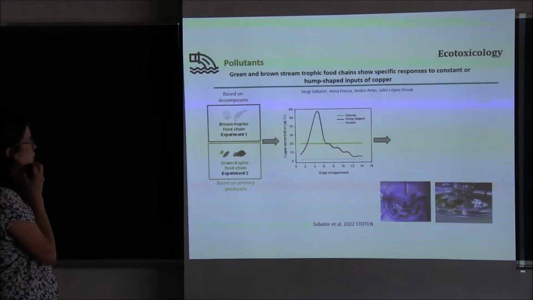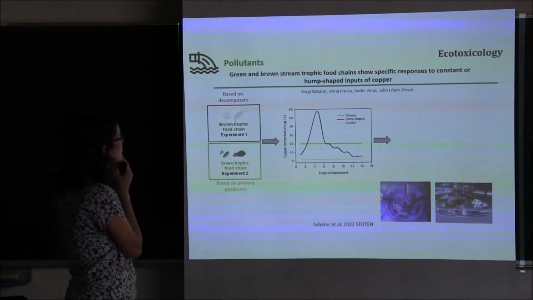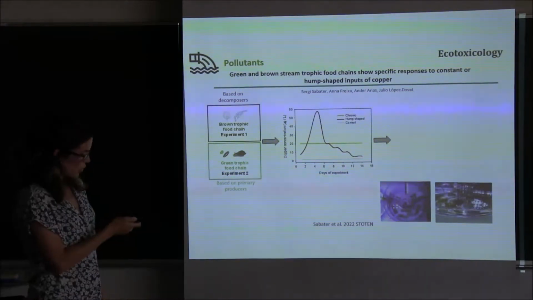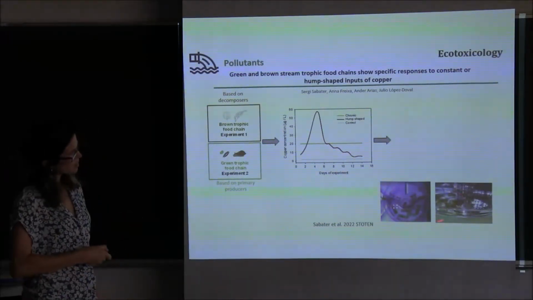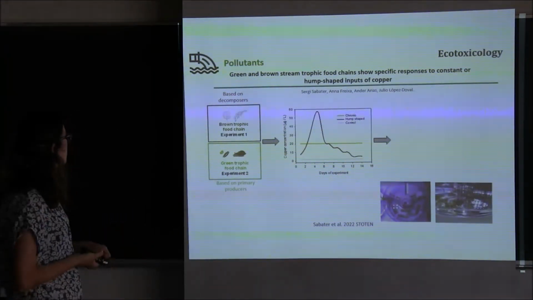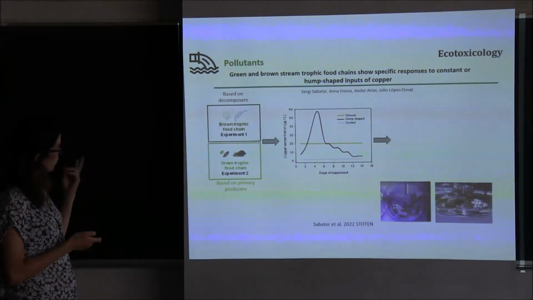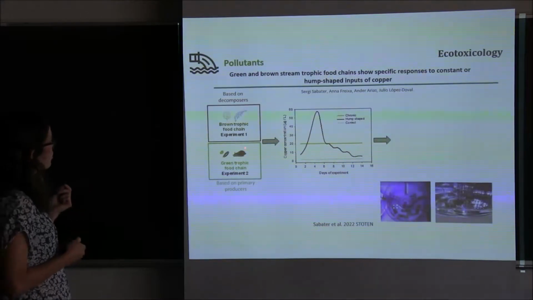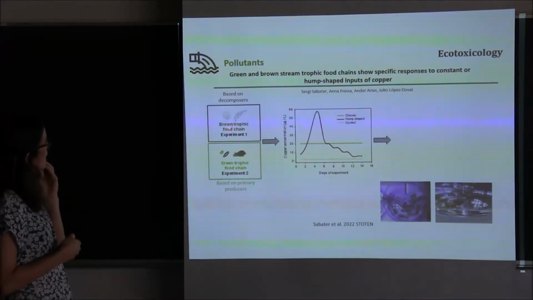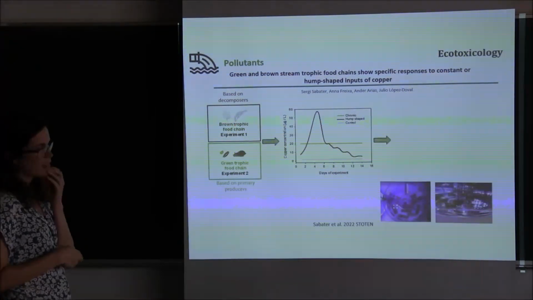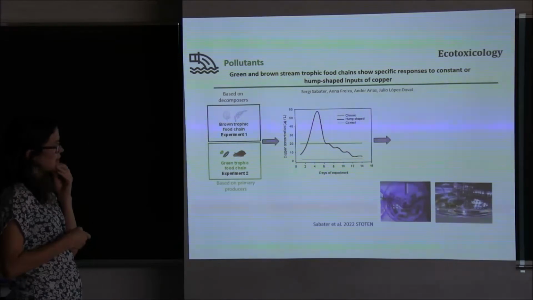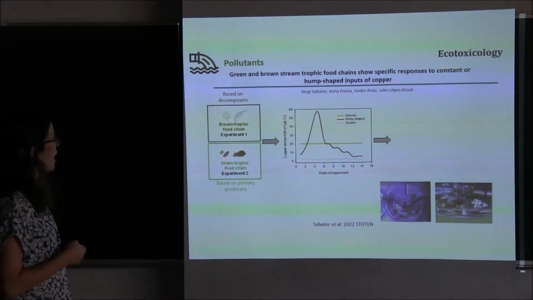Then I will show you an experiment that we did two years ago. In that case we also used these mesocosms with biofilm, but we did an experiment with two different trophic food chains. We did the first experiment with Gammarus and leaf litter from alder, and then another experiment with Radix balthica, a freshwater snail, and biofilms.